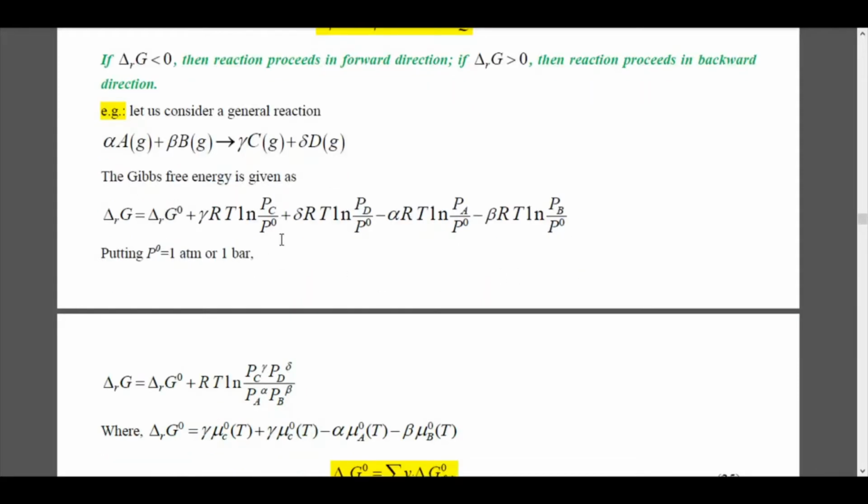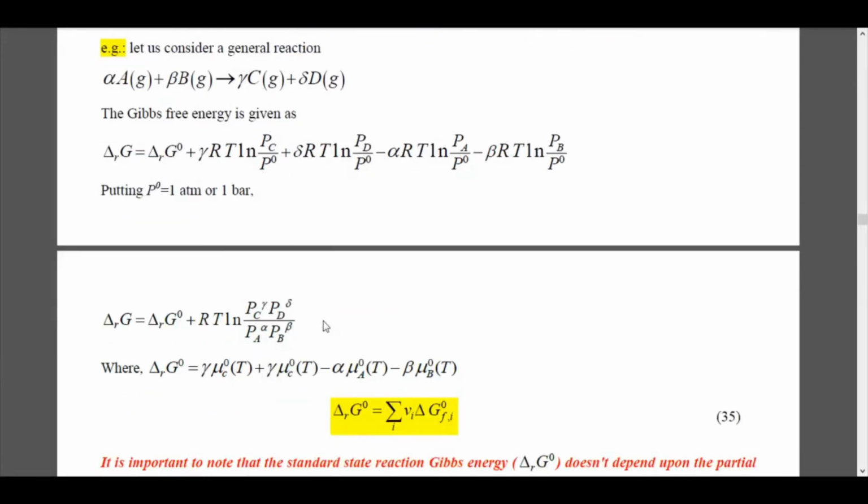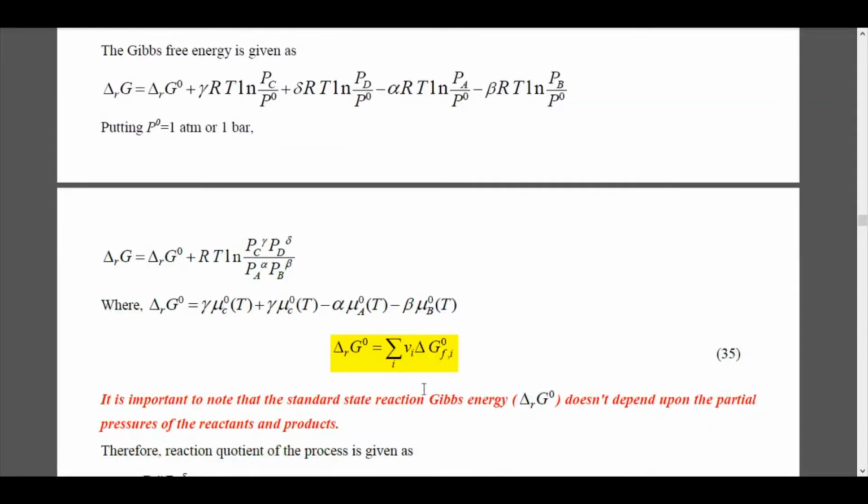Again, P0 is a reference state. Generally it is the standard state. Its value is around 1 atmosphere or 1 bar. So if we rearrange the terms, we will get delta Rg is equal to delta Rg0 plus RT ln of Pc to the power gamma Pd to the power delta over Pa to the power alpha into Pb to the power beta. Now what is delta Rg0 here? It is the reaction Gibbs energy at standard state.